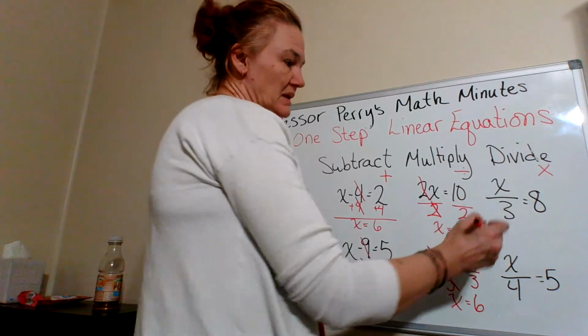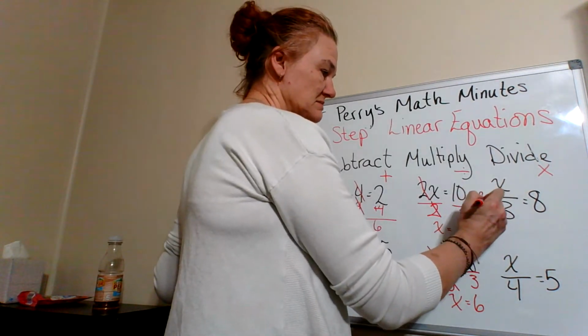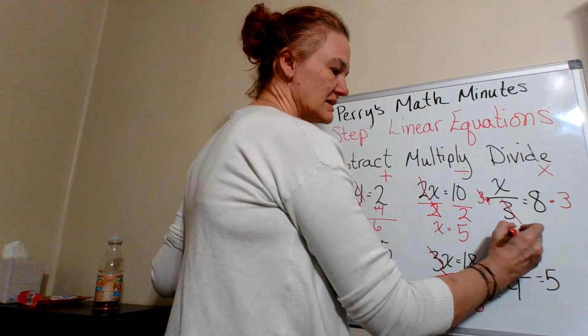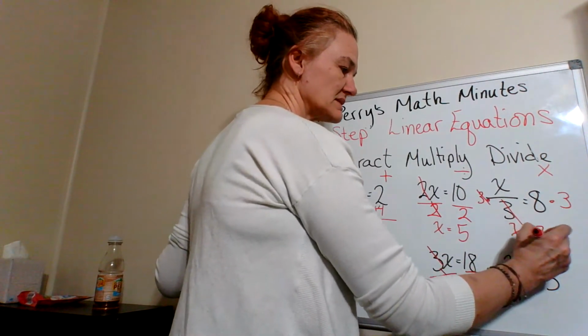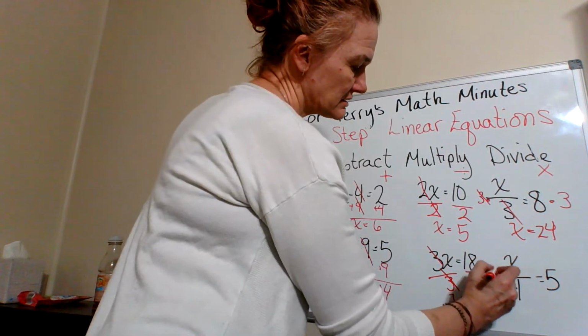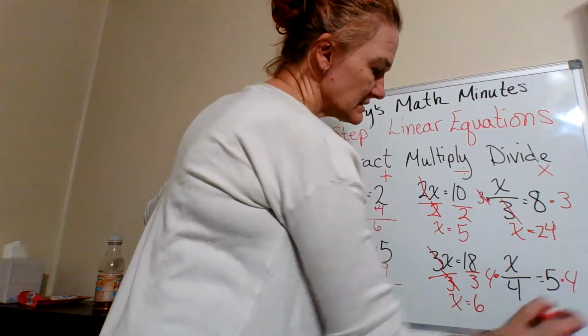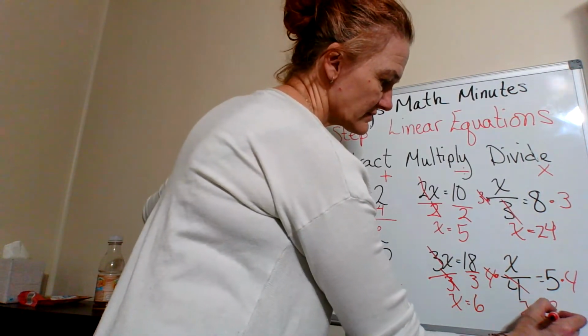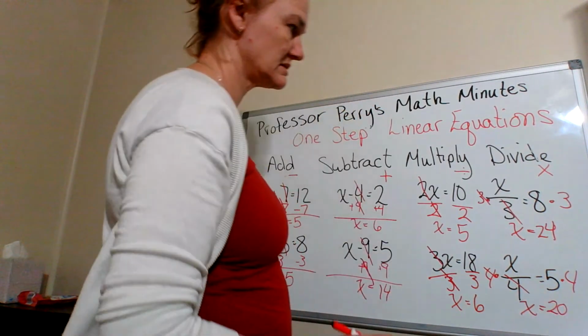Easy cheese. Times. I'm going to go times 3. These 3's cancel, leaving x by itself. 8 times 3 is 24. Times 4 on both sides. These cancel, leaving x by itself, and x equals 20.